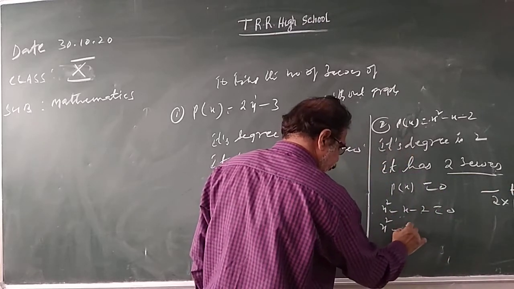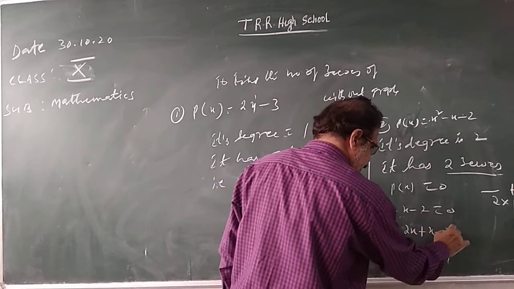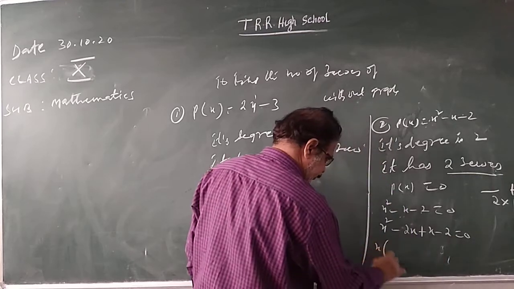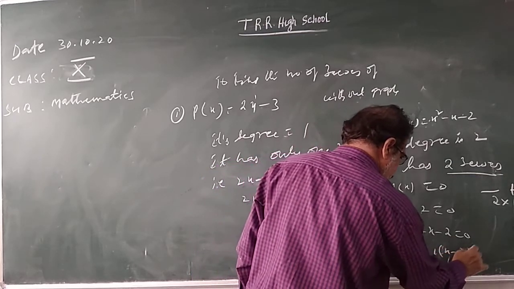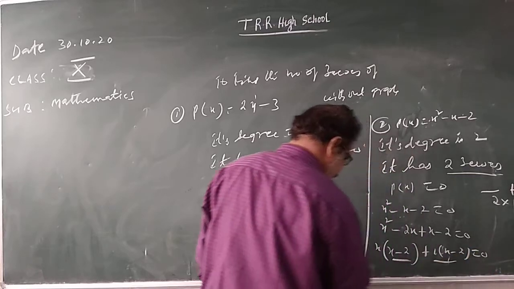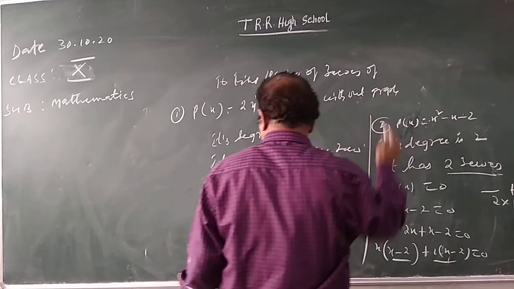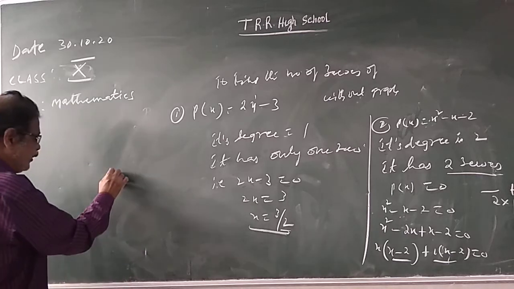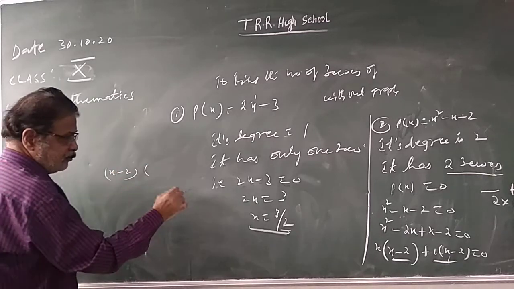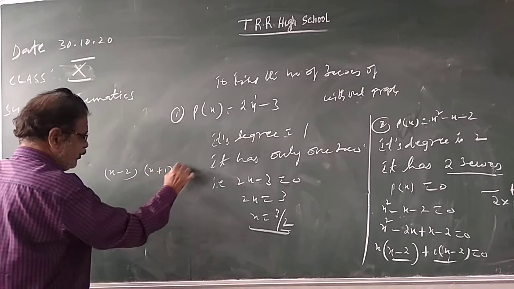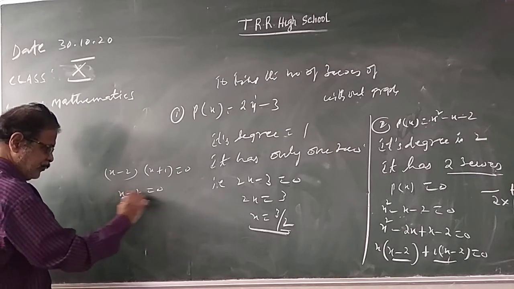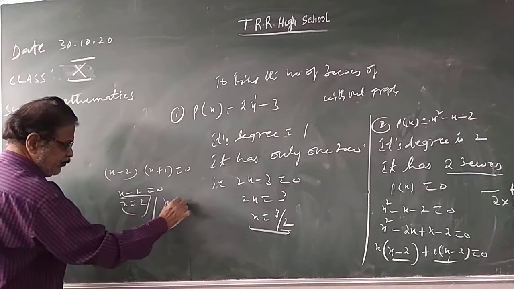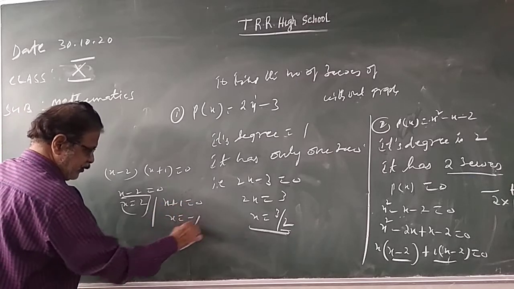So x square minus 2x plus x minus 2 equal to 0. x into x minus 2, plus 1 into x minus 2, equal to 0. x minus 2 is a factor, x minus 2 and x plus 1. So x minus 2 equal to 0, x is equal to 2. x plus 1 equal to 0, x equal to minus 1.